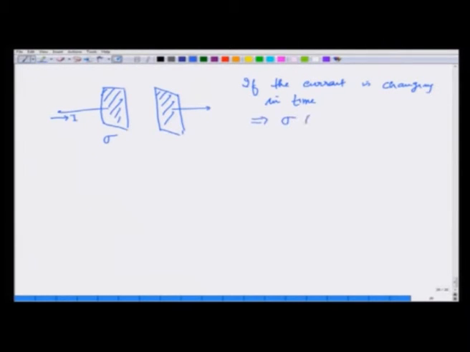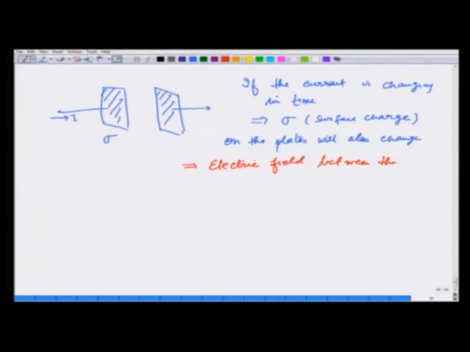So, sigma or the surface charge on the plates will also change. If that happens, that means the electric field between the plates will also change, right. So, what happens if this I is a function of time, then this electric field here E becomes a function of time, right. And this immediately implies that the partial derivative of E with respect to time is not 0.